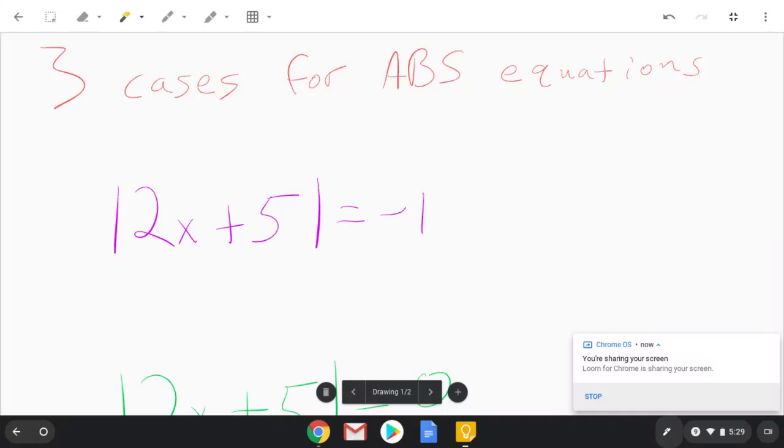We're going to look at absolute value equations. At least start the conversation. Absolute value equations can sometimes have one solution, sometimes no solution, and other times two solutions. But most of the time they have two solutions anyway.